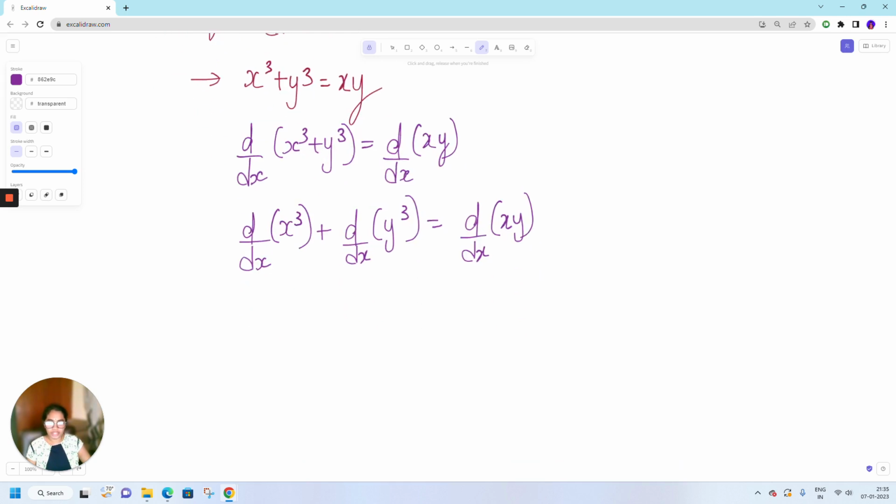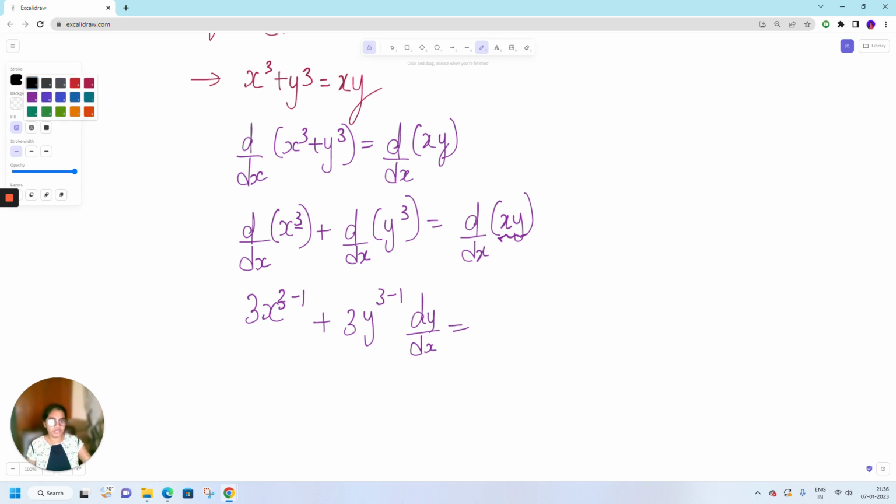What is d by dx of x cube? In place of n, I have 3. So this would be 3x to the power 3 minus 1, plus 3y to the power 3 minus 1. Since I am differentiating y with respect to x, I would have to write another step. For differentiating xy, we use something called the product rule. We would be studying that in future classes, but let me just solve this using the product rule.